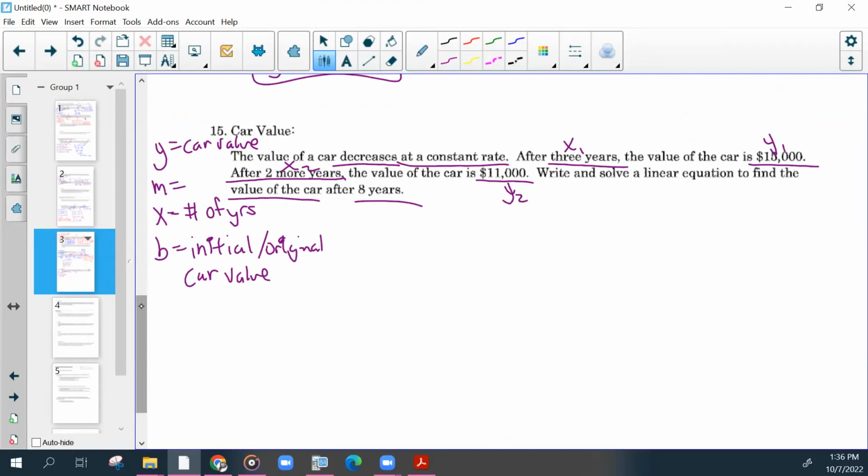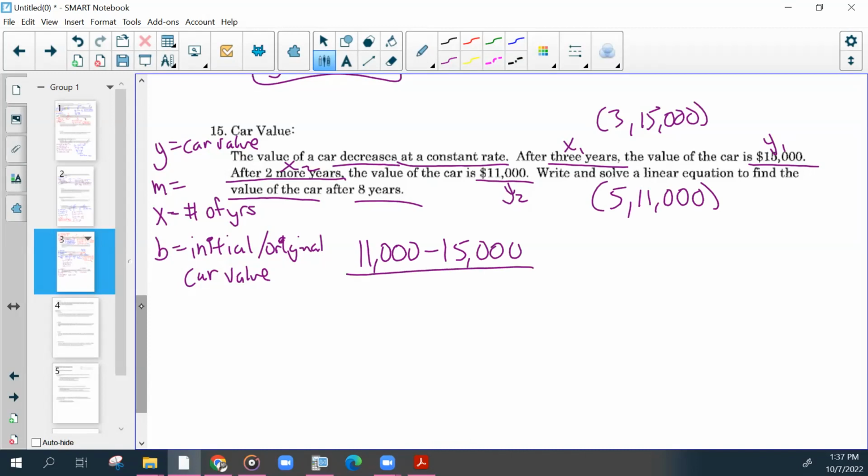All right. So here, if you again want to write these as ordered pairs, we have 3 and 15,000. Be careful with the second one because it says after 2 more years. So you wouldn't put 2 because it's 2 more years after 3. So this ordered pair would be 5 and 11,000. So this would give us 11,000 minus 15,000 all over 5 minus 3. And as you start to work this out, we get negative 4,000 over 2, which would be negative 2,000.